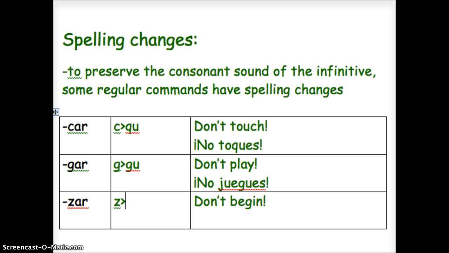Don't begin. Empezar is to begin. And the ZAR verbs, it's not so much a pronunciation thing as it is a spelling rule. The Z will change to a C because they don't like E's following Z's in Spanish spelling. So, don't begin. No. Empezar is to begin. Empiezo is I begin. We take off the O, but they don't like E's following Z's, so we're going to change the Z to a C. No empieces.